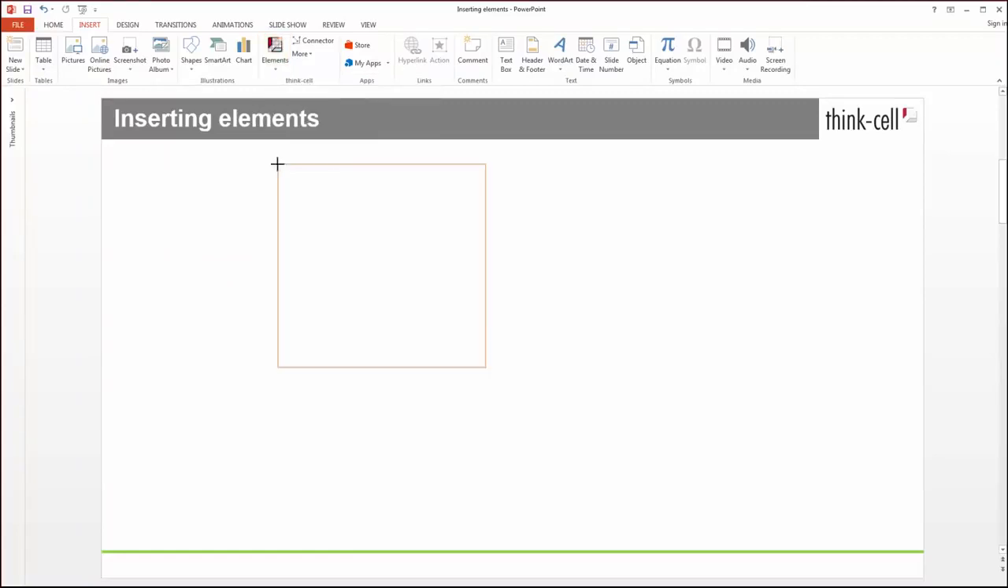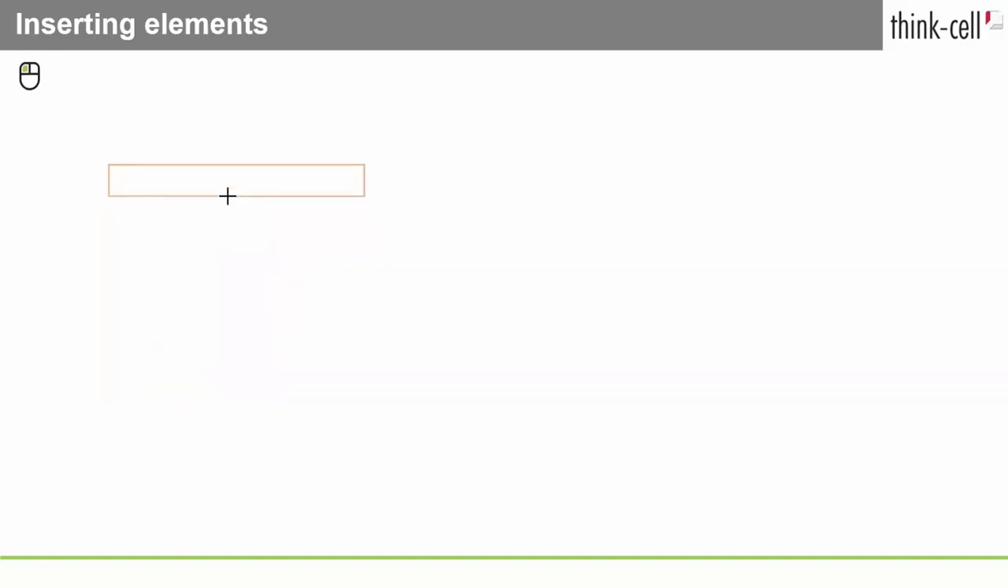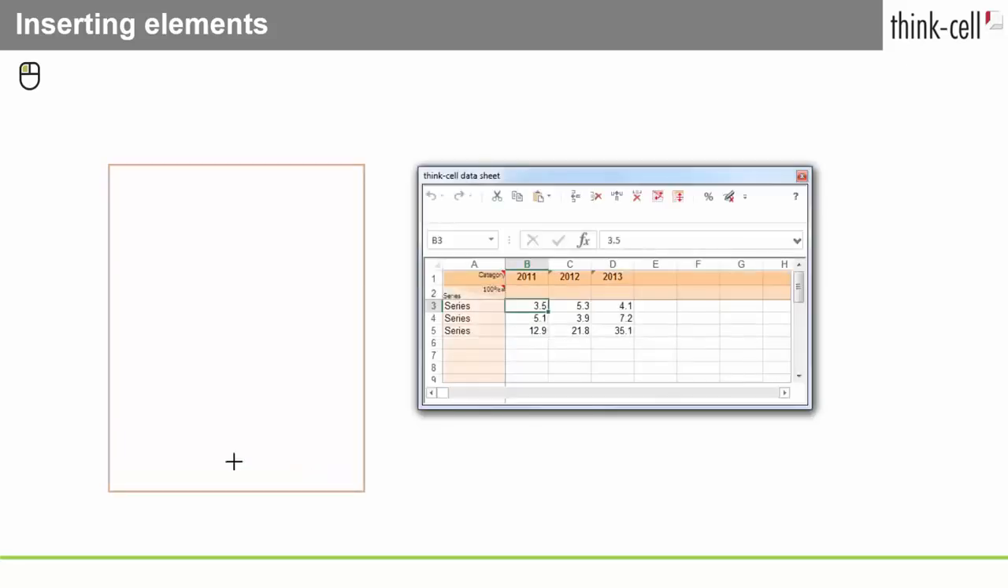After clicking an element, a rectangle next to the mouse pointer shows where the element will be placed on the slide. You can place the new element on the slide in one of two ways. Either click the left mouse button once to place the element with the default width and height, or hold down the left mouse button and drag the mouse to create a custom-sized element.